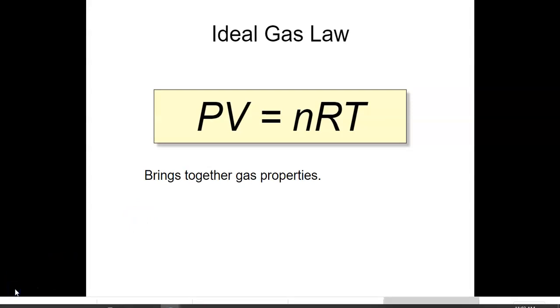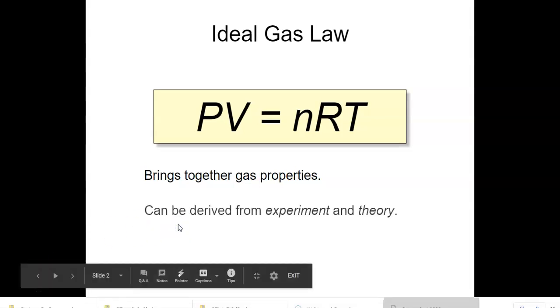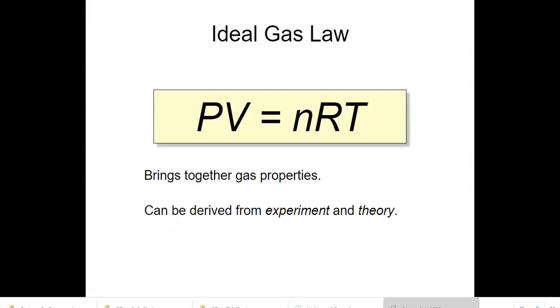So this law actually brings all of our gas properties that we talked about together. When we increase temperature, we mess with pressure, we change the volume, we see how many moles there are. All of that stuff is combined into this law. And it can be derived from experiment and from theory. We're going to look at theoretical because we're not in class right now, but we could also do this law in an experiment, which we'll probably see later this unit.